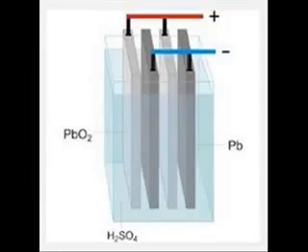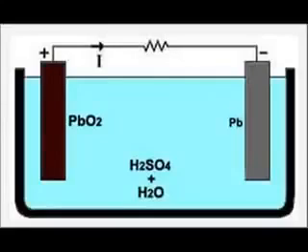The lead-acid storage battery is formed by dipping a lead peroxide plate and a sponge lead plate in dilute sulfuric acid. A load is connected externally between these plates.